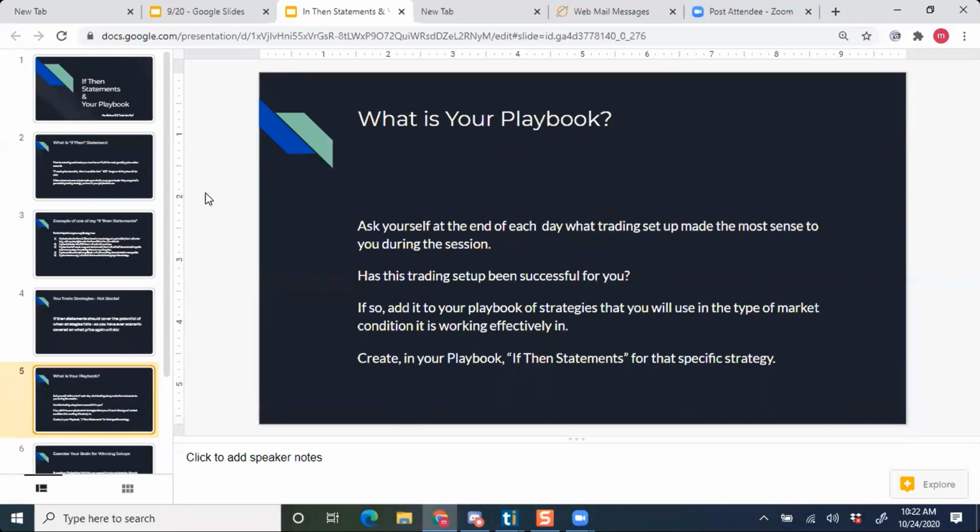No, every trader is different. You can use the concepts of the strategies we use to form your own playbook. Okay, so you need to ask yourself at the end of each day, what trading setup made the most sense to you during the trading day? Think about that. What trades have you been in that made the most sense to you?